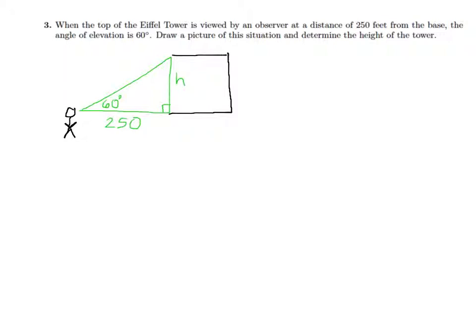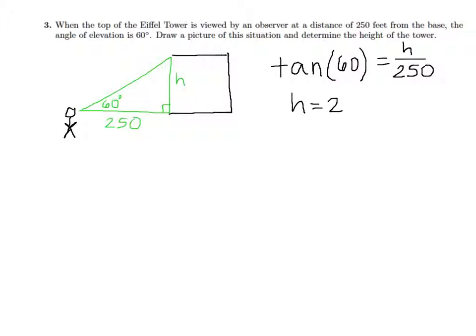So we need to solve for h. So we have an angle, and we know that the tangent of 60 equals opposite over adjacent. So we have h divided by 250. We can cross multiply to solve for h. H equals 250 times the tangent of 60 degrees.